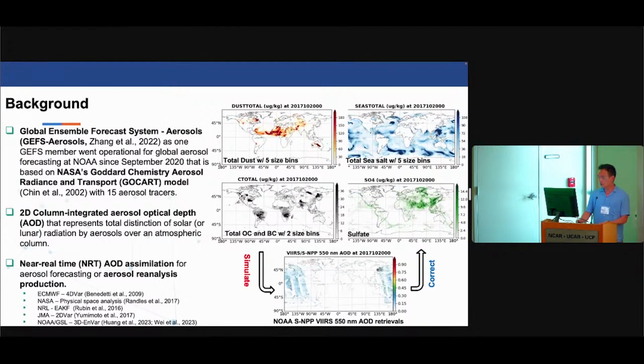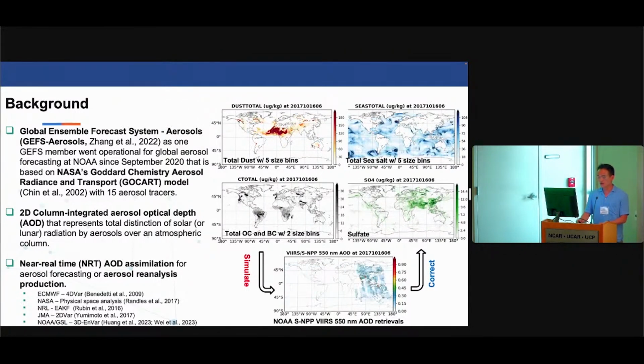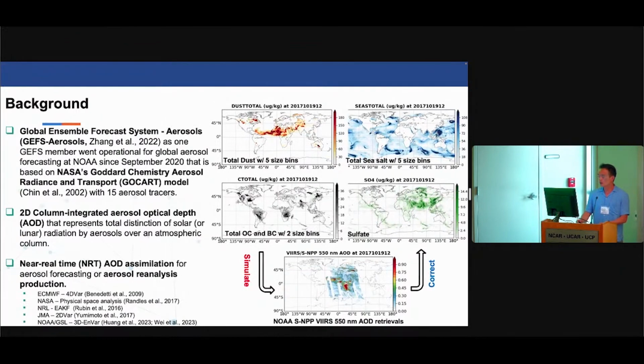The animation at the bottom shows an example of the coverage of NOAA's 550 nanometer AOD retrievals in a 6-hour data assimilation window. Currently, several operational and research communities have been running near real-time AOD assimilation for aerosol forecasting and producing aerosol reanalysis, such as UFS, NASA, US Navy, GMAO, and recently our lab, GSL. In our AOD assimilation, all 15 aerosol species are used to simulate AOD, and then an AOD increment is calculated to further adjust the aerosol species.